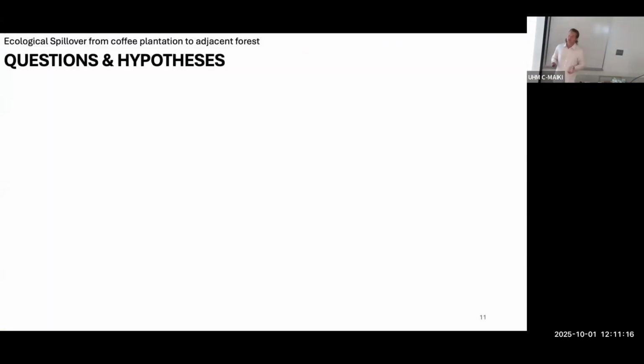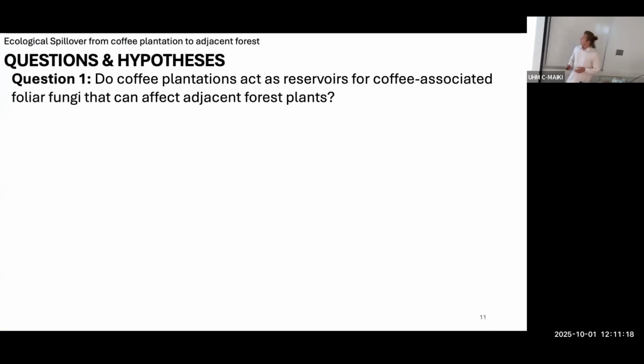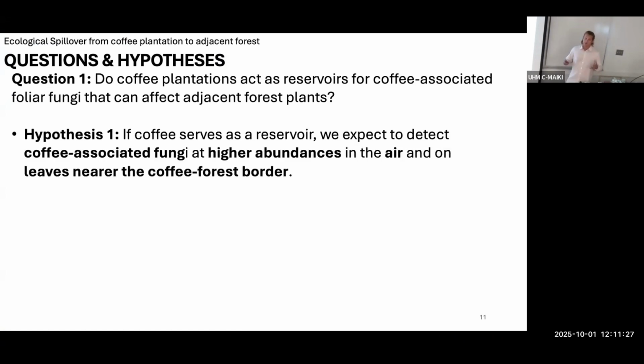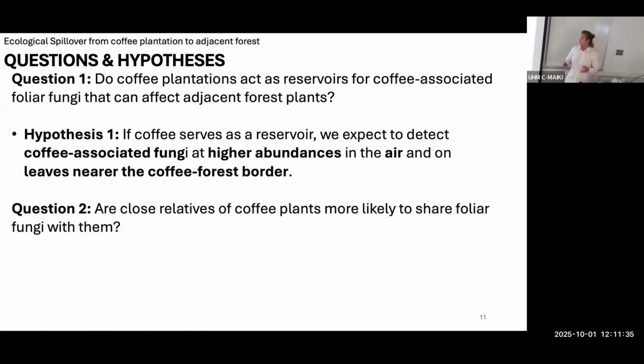So what kinds of questions are we asking? I kind of gave it away, but we're essentially asking, do coffee plantations act as reservoirs for coffee-associated foliar fungi that can affect adjacent forest plants? Ultimately, I suspect that they can, and this will be evidenced by these higher abundances in the air and on leaves near to the coffee forest border. And we can fuse this idea with the second question of whether or not close relatives of coffee are more likely to have a steeper spatial trend here.